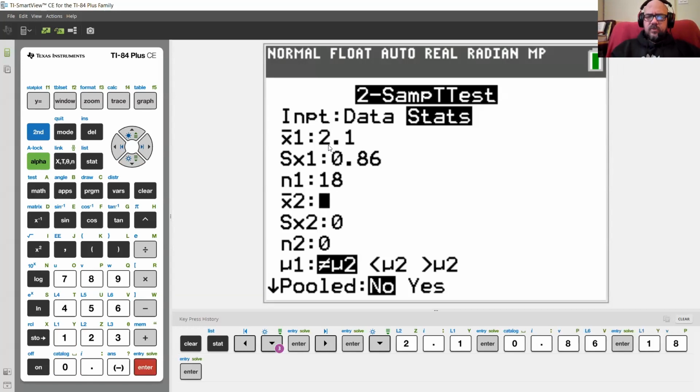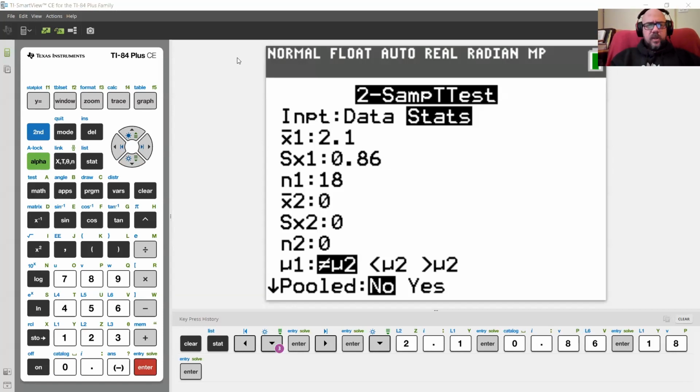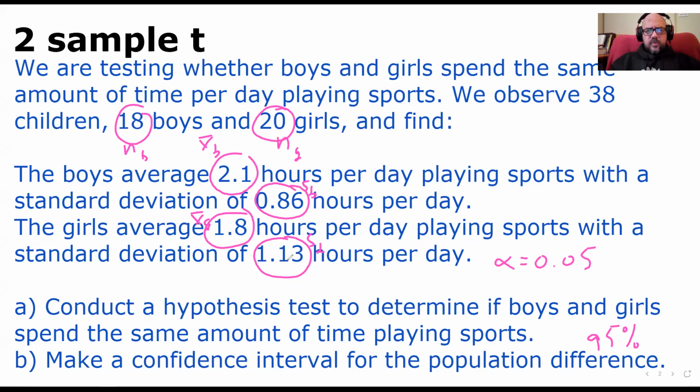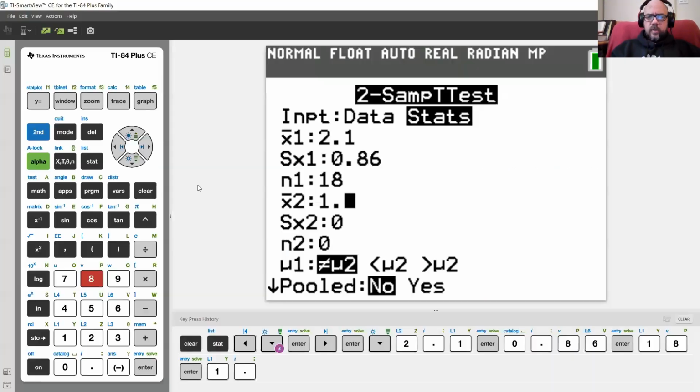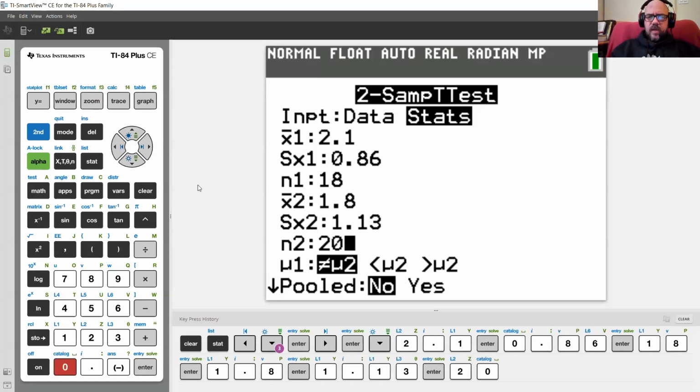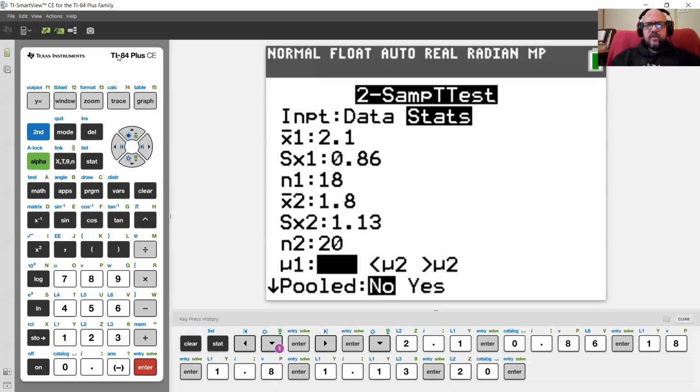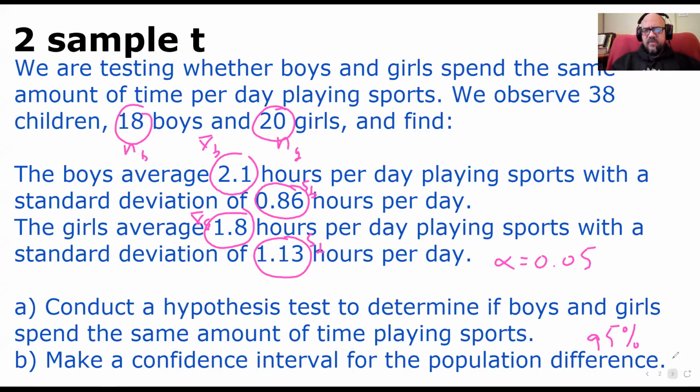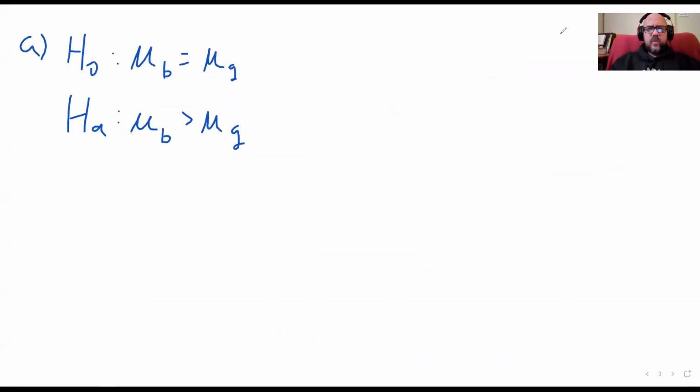And then for the girls: 1.8 hours per day, standard deviation of 1.13 hours. There were 20 of them, and we are doing not equal to. Is that actually what I wrote? That's what I meant to write. I feel like I wrote greater than. Hang on. I did. What a turkey I am.